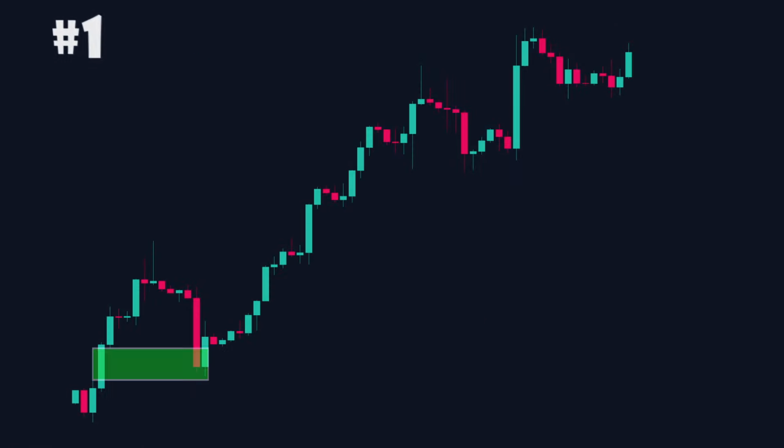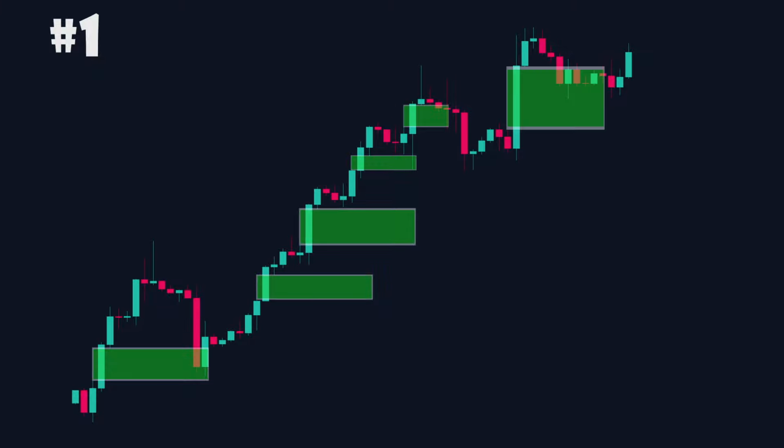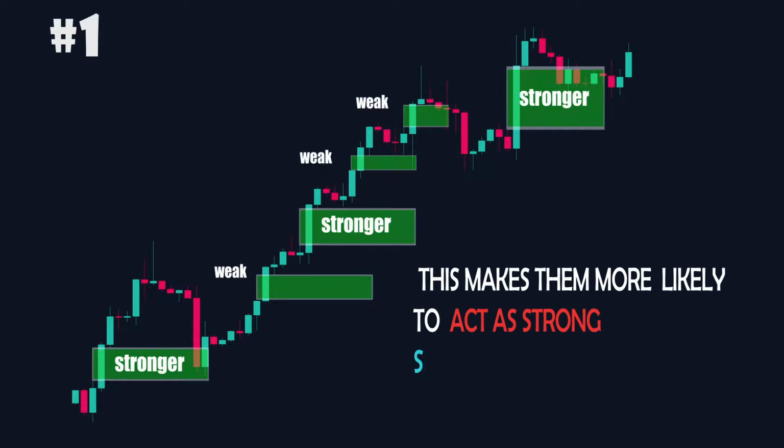Number 1. When you see multiple fair value gaps in one setup, focus on the bigger ones. Larger gaps work better than smaller ones because they show a stronger imbalance between buyers and sellers. This makes them more likely to act as strong support or resistance levels.